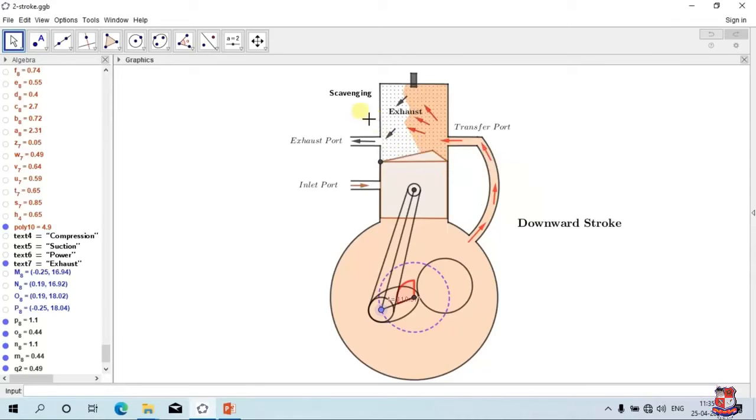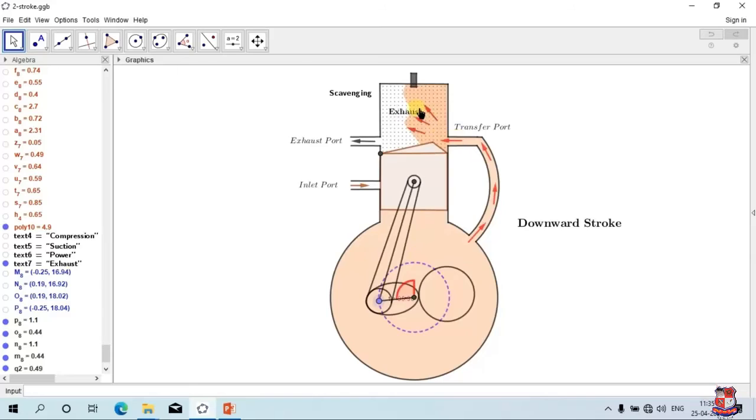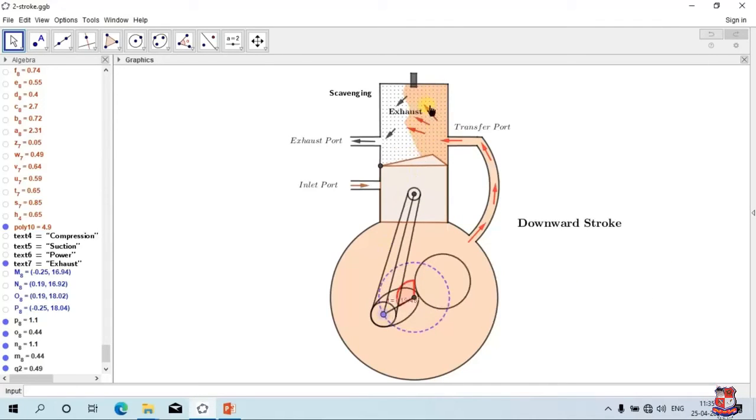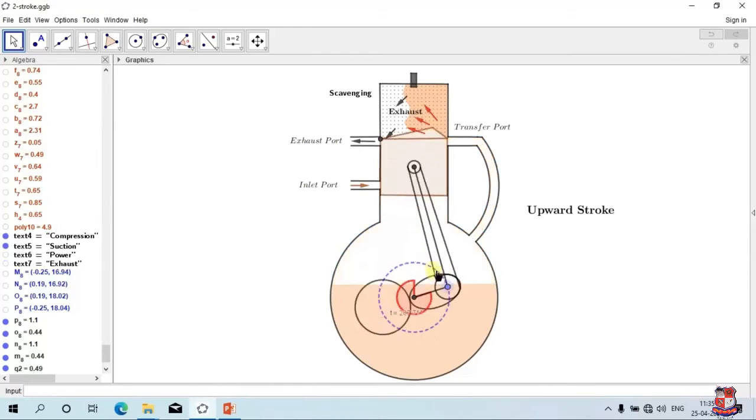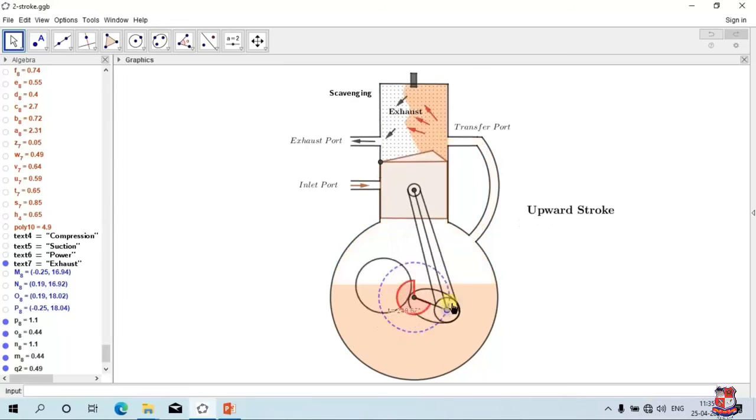So that is also a definition repeatedly asked in the exam. What is scavenging? It is basically a process of sweeping the exhaust gases out of the cylinder by the charge coming out from transfer port is called as scavenging. This fresh charge is pushing the exhaust gases out of the cylinder. So that process is called scavenging. So this is how a two-stroke engine works.